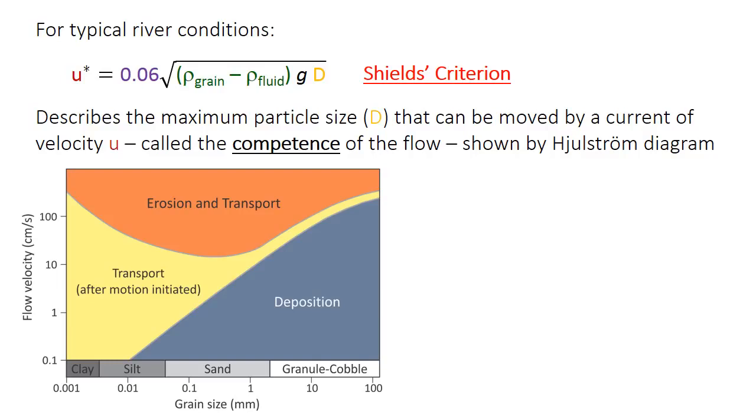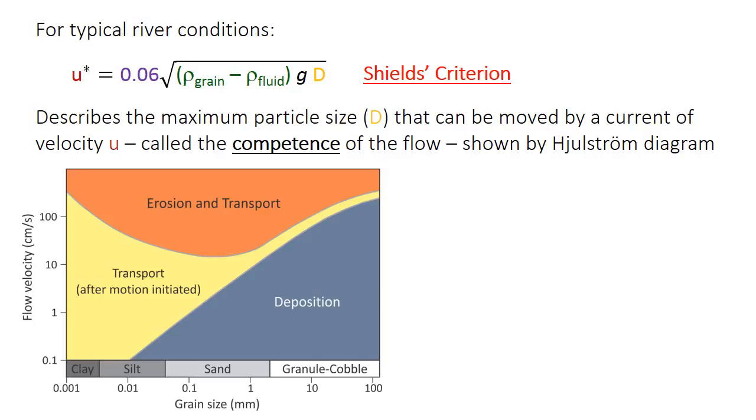This equation describes something called Shields criterion, and that is the maximum particle size, d, diameter, that can be moved for a given current velocity u. That is called the competence of the flow. A given water flow can move particles smaller than a specific diameter, but particles larger than that diameter won't be transported. We can also illustrate this graphically with this Hjulström diagram, but you might notice that the relationship really only holds well at grain sizes bigger than 1 millimeter, at least for erosion. Deposition tends to behave quite nicely throughout.